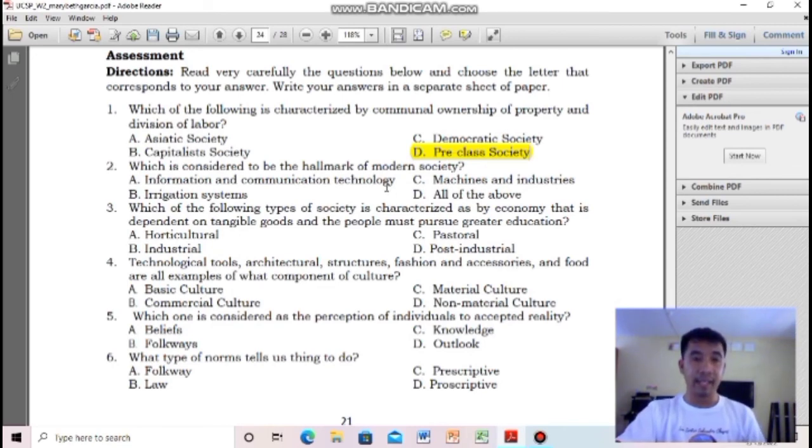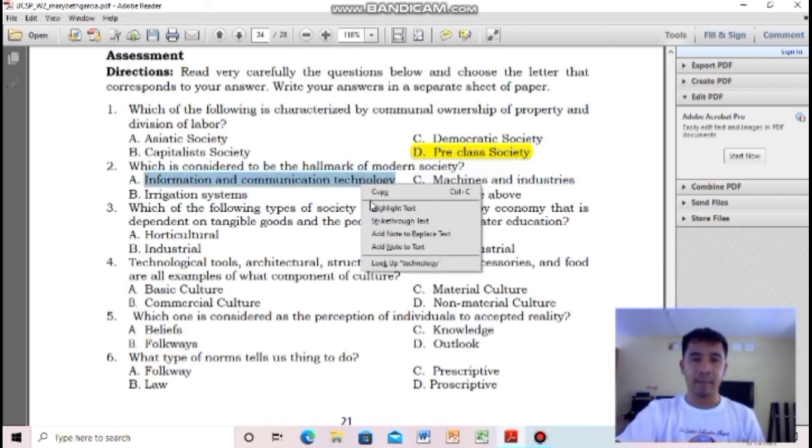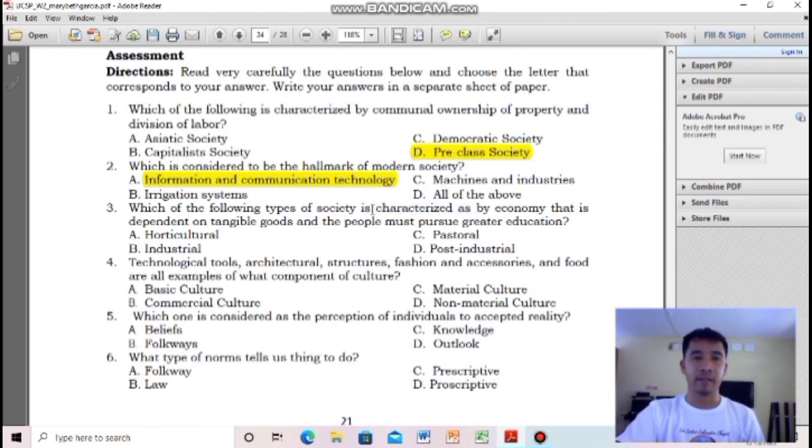Number 2, which is considered to be the hallmark of modern society? Modern society, it's information and communication technology. Amo na sa ang hallmark, no? Or trademark naton.